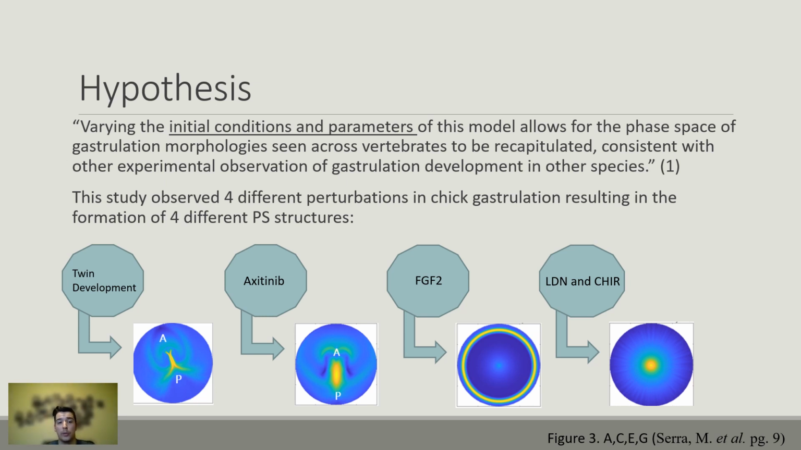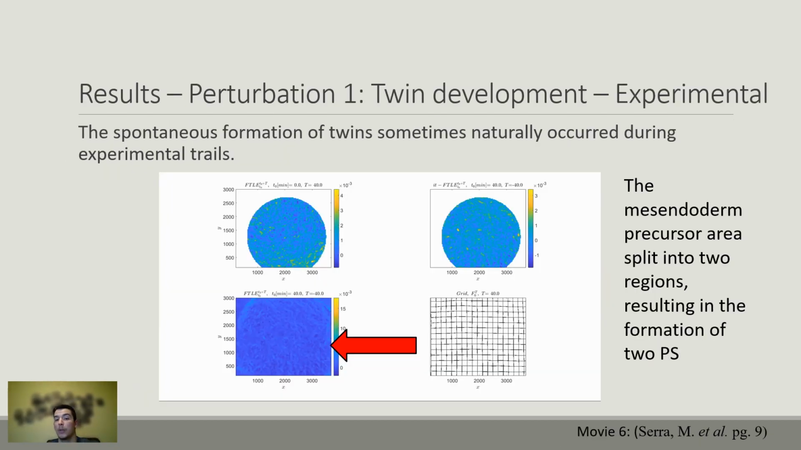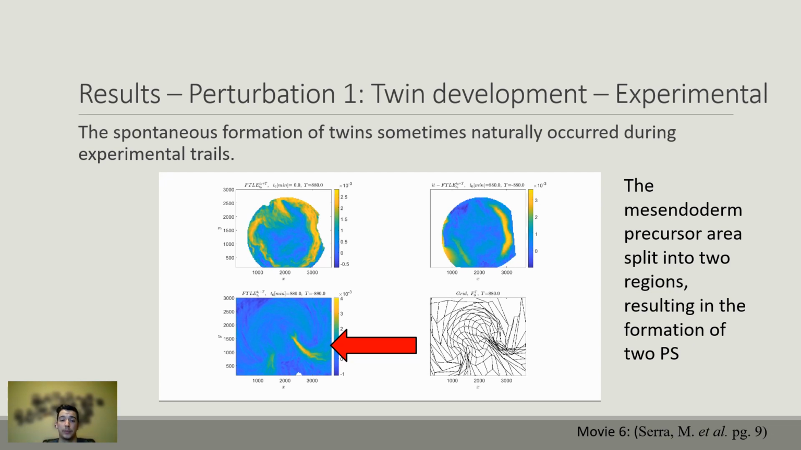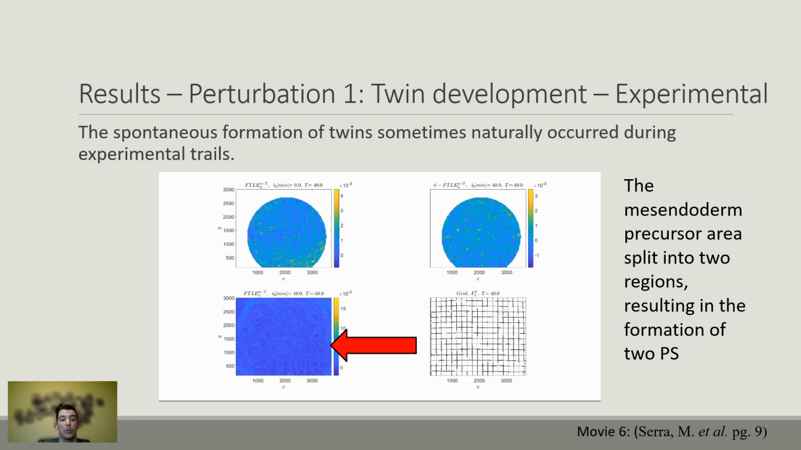So the study observed 4 different perturbations in chick development, resulting in the formation of 4 different primitive streak structures. The first perturbation we talk about is twin development. This actually occurred naturally and spontaneously. Sometimes twins would form, and twins happen naturally in our environment as well. Basically what would happen is a mesoendoderm precursor area would split into 2, resulting in the formation of 2 primitive streaks. So this is an experimental trial of the chick embryo that went through twin development, and we can see here that there are 2 primitive streaks that develop.